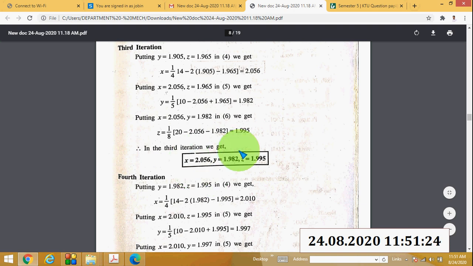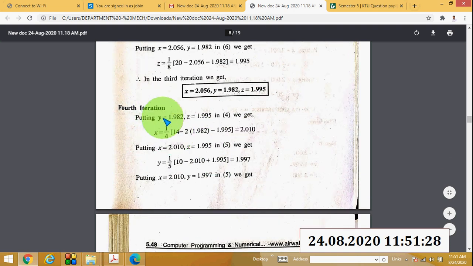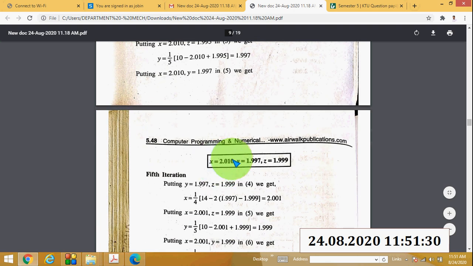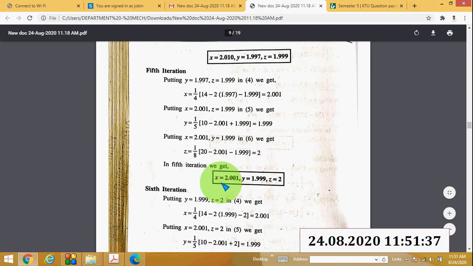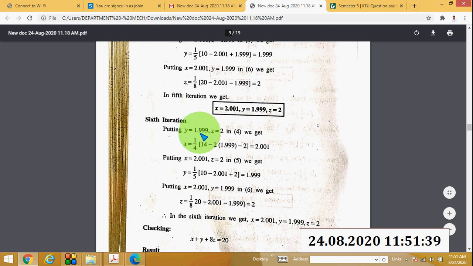After the third iteration, I will get the values of x, y and z like this. Then I will move on to the fourth iteration and get the values of x, y and z like this. Then go to the fifth iteration. You can see the values of x, y and z. Then the sixth iteration.